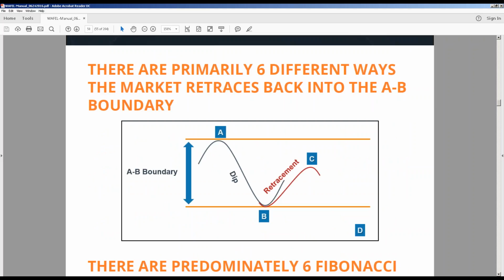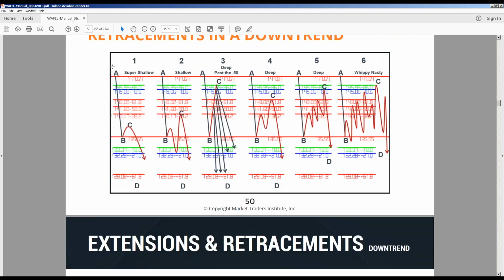Now there are primarily 6 different ways the market retraces back into the AB boundary. There we go. We have an A and a B. We can have a super shallow retracement, but then the market's got a good chance of bouncing against the 127 extension. Alternatively, you can have a super shallow retracement and then the market bouncing against the 127 extension, then coming back for a shallow retracement, and then after that heading to the D extension.